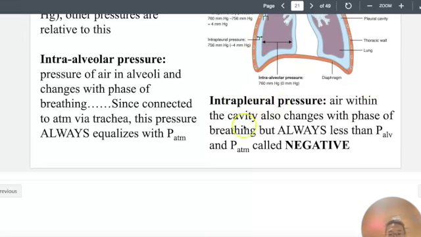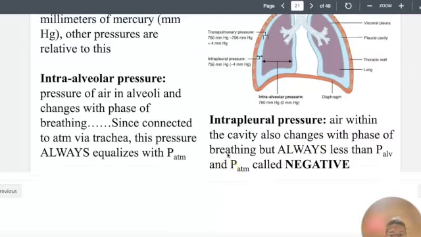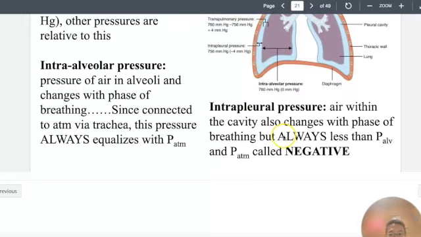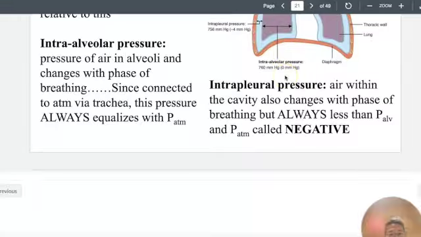It's the air within the cavity, which also changes in the phases of breathing, but is always less than the pressure of the alveoli. So the intrapleural pressure is always less. So we call this negative pressure. When something has less pressure, it's always going to be sucking. That's how the lungs can maintain their shape. Because of this intrapleural pressure, it's always causing a negative pressure right here, so it keeps the shape of the lung. Intrapleural pressure.